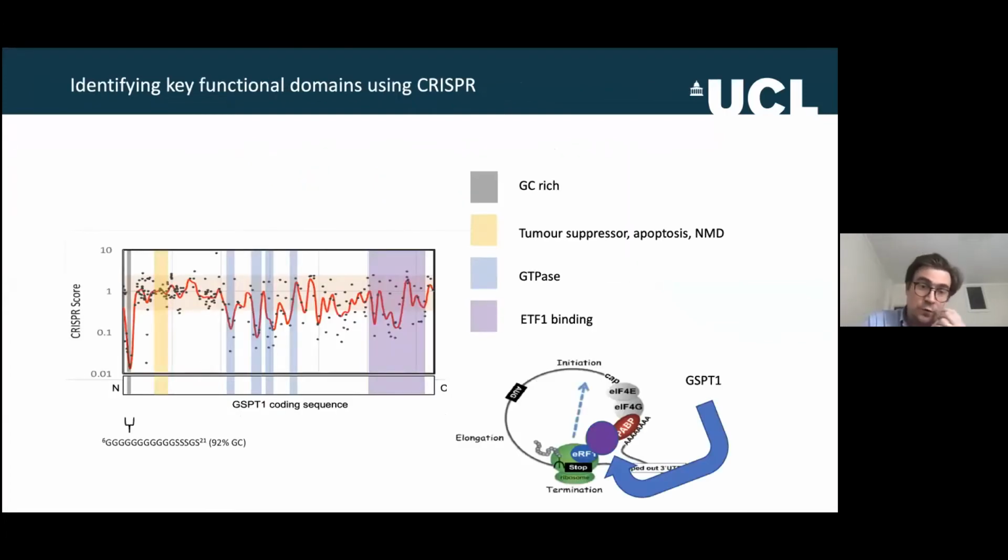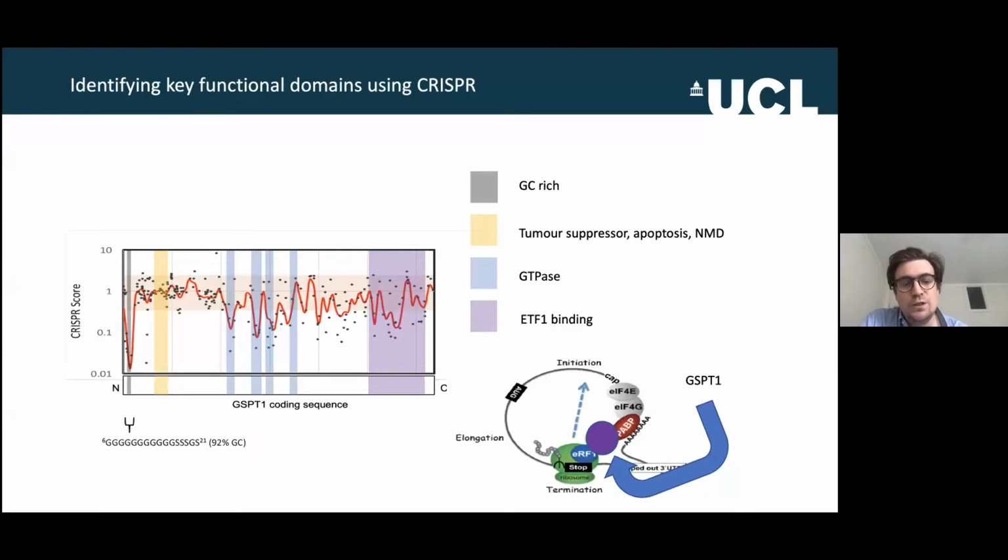So this is an overview of what GSPT1 looks like with the functional domains. And when David Chen, who was helping with this screen, he operates out of the City of Hope, looked at the gray area here, the GC rich area, he said that's off target effect straight away. The area of GSPT1 that's been implicated as binding to tumor suppressor genes, genes involving apoptosis and nonsense mediated decay, didn't drop out at all.